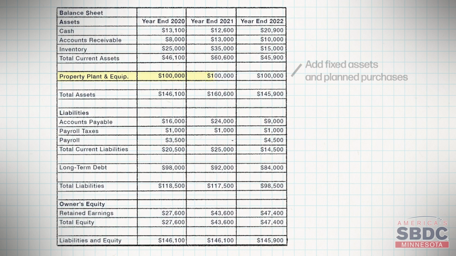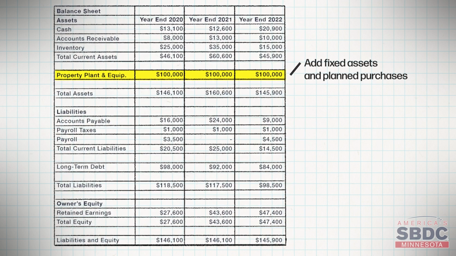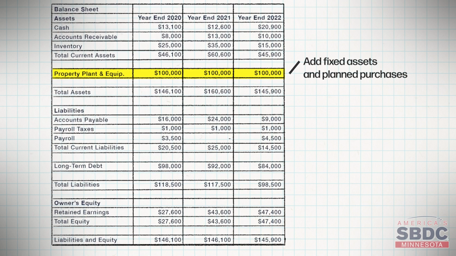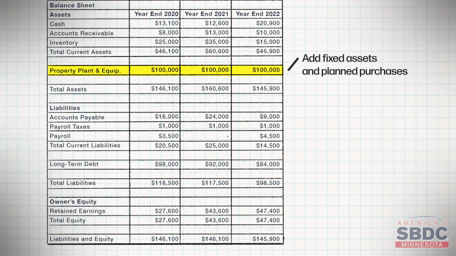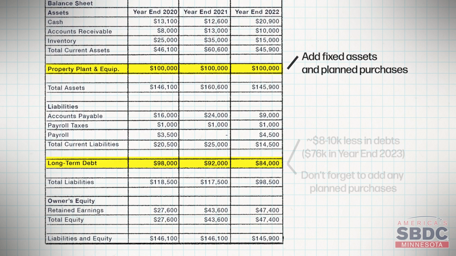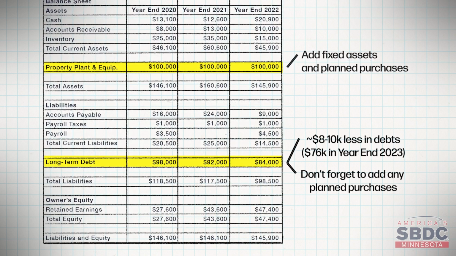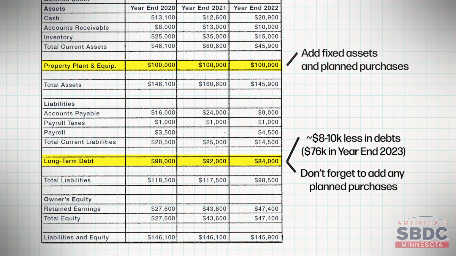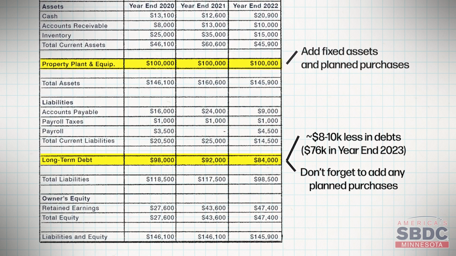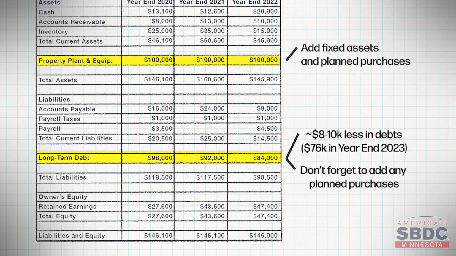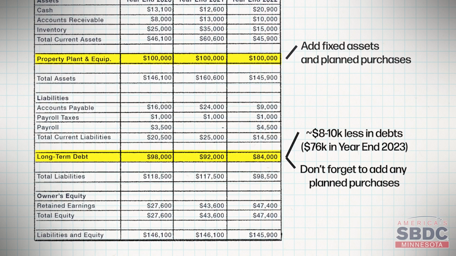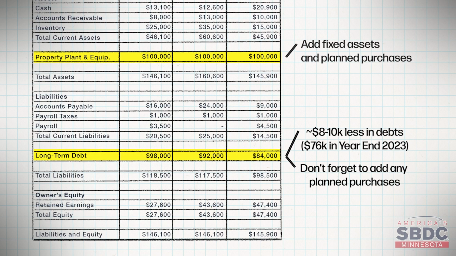As you can see, there is a consistent fixed asset of $100,000 on all three of the balance sheets prior, so you would start there and add in any planned purchases for the next year. Next, with the company's debts, we can estimate that there will be approximately $8,000 to $10,000 less on the long-term debt section. So let's say there will be $76,000 in year-end 2023. Once again, we'd add in any purchases that are planned for the next year here too.